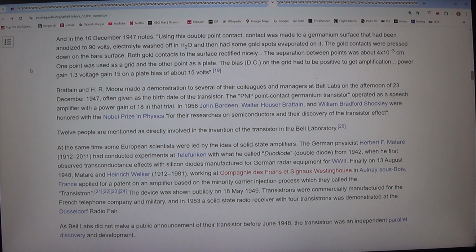Brattain and H.R. Moore made a demonstration to several of their colleagues and managers at Bell Labs on the afternoon of the 23rd of December, 1947, often given as the birth date of the transistor. The PNP point contact germanium transistor operated as a speech amplifier with a power gain of 18 in that trial. In 1956, John Bardeen, Walter Houser Brattain, and William Bradford Shockley were honored with the Nobel Prize in Physics for their researches on semiconductors and their discovery of the transistor effect.